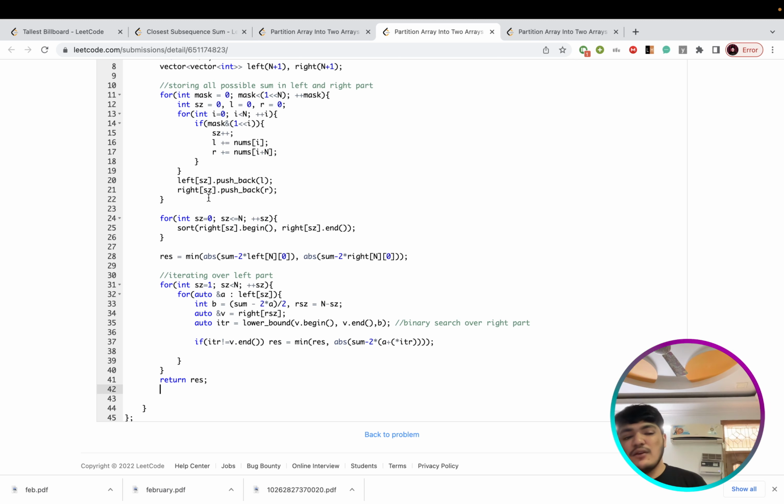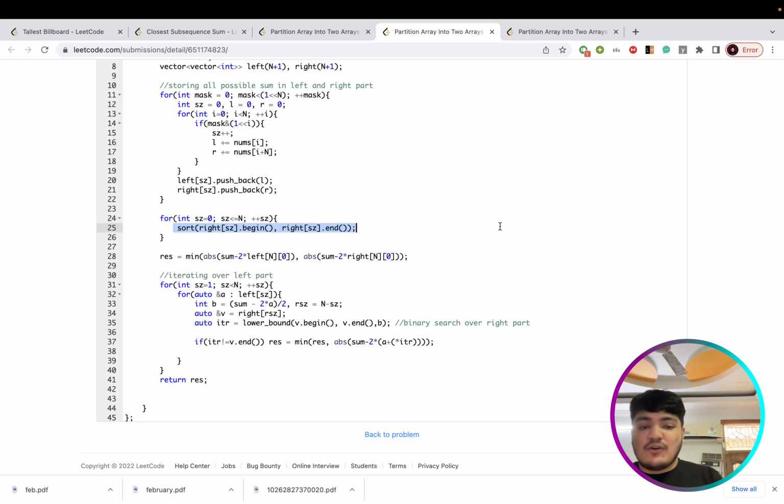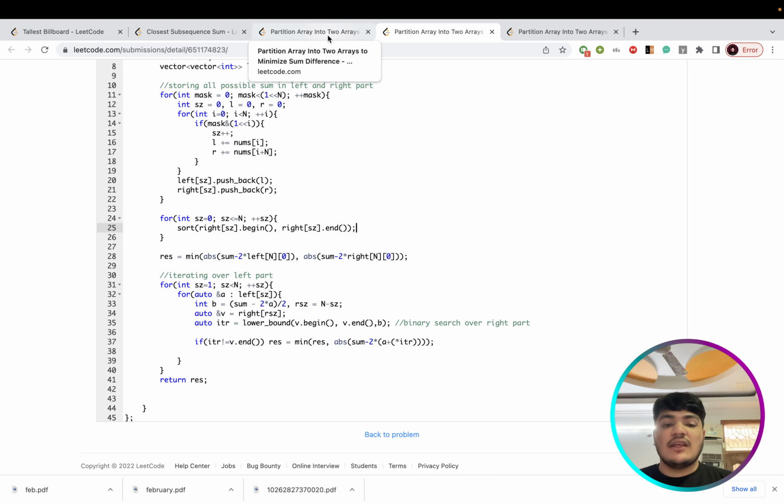You could look at this code and you will get the intuition why I am taking this lower bound, and then why I am sorting this thing up. After critical thinking, you will easily understand that.